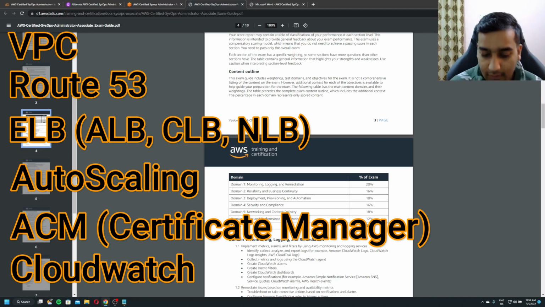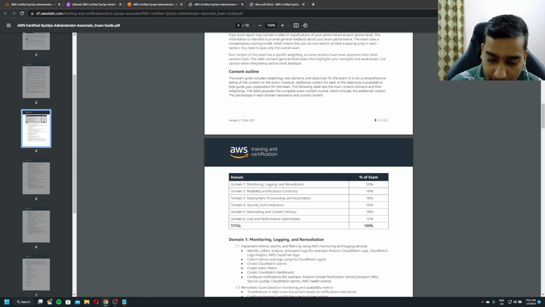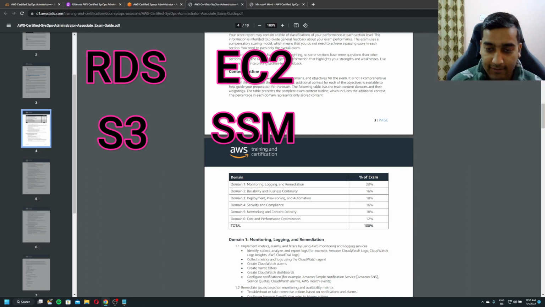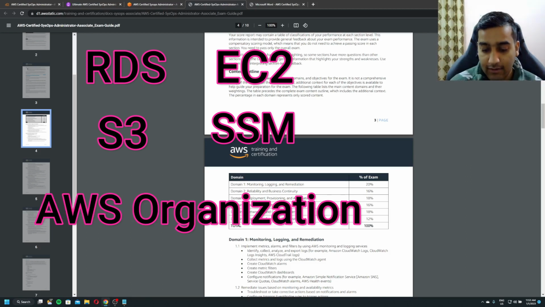Again, this is the very big section: VPC, Route 53, ELB, auto scaling, ACM, and CloudWatch. The second part of these services is RDS, EC2, S3, SSM, and AWS Organizations. Now, from this set of services, I don't think you will get a practical lab question to perform, but still the majority of the MCQ questions will be from RDS, EC2, S3, SSM, and AWS Organizations.